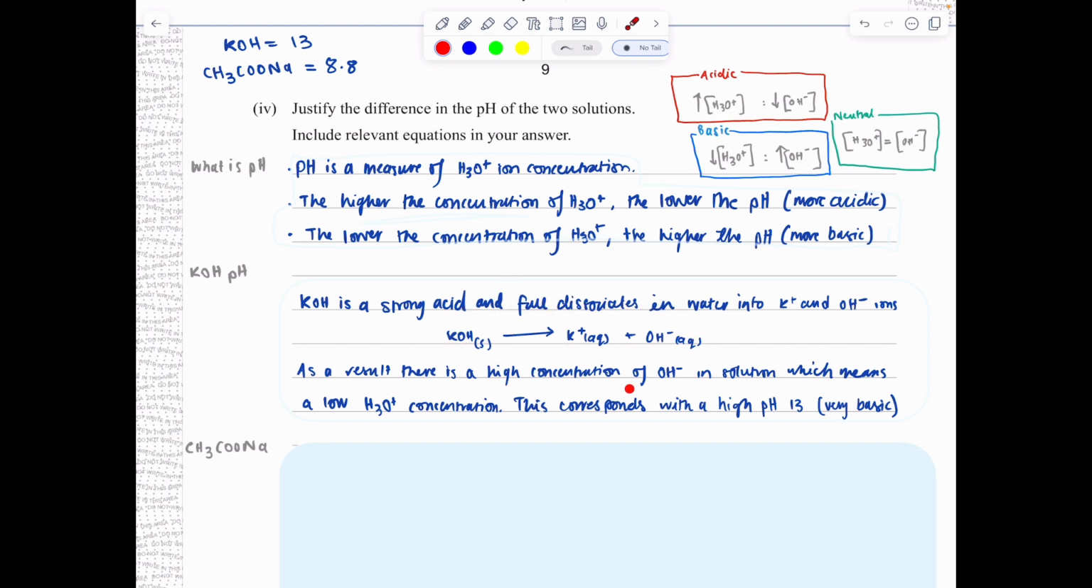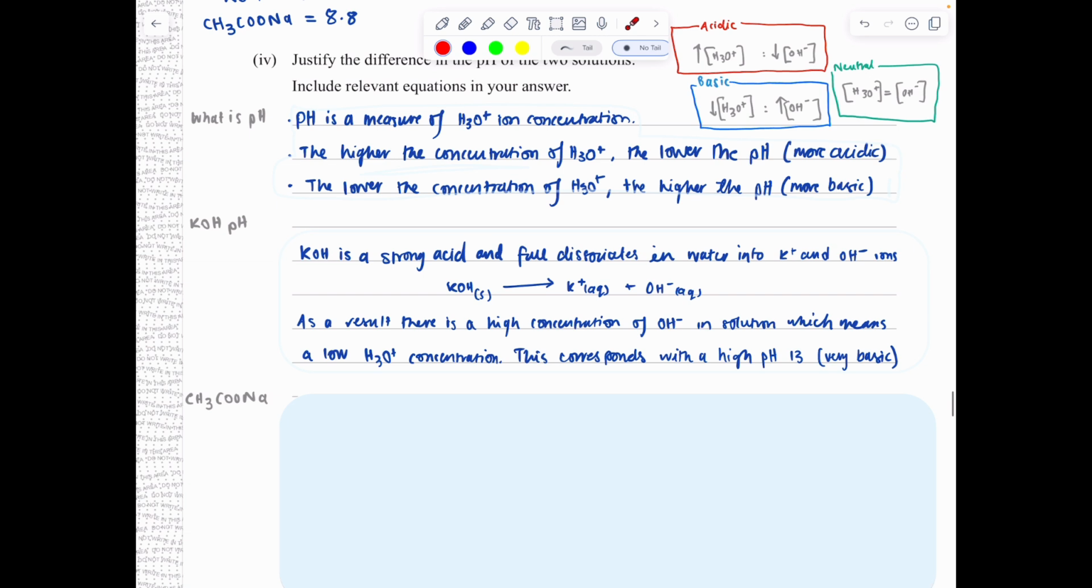As a result, there's a high concentration of OH minus in the solution, as we can see here, because it's a strong base. This means that because there's a high concentration of OH minus, there's going to be a low concentration of H3O+. This corresponds with a high pH of 13, okay? So that's very well explained. Make sure you wrap your head around this: if you have a high OH minus concentration, you're going to have a low H3O+ concentration, which means a high pH, okay?